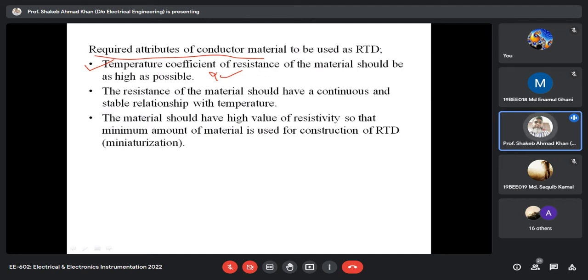Second thing, the resistance of the material should have a continuous and stable relationship with the temperature. So I'm using two adjectives: continuous and stable. Both of these two are required.